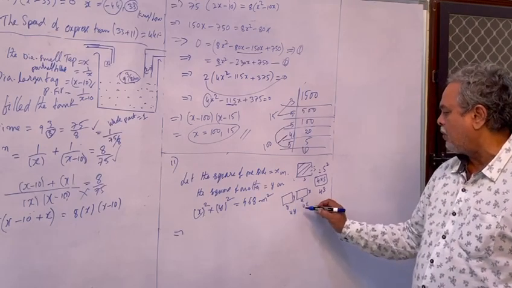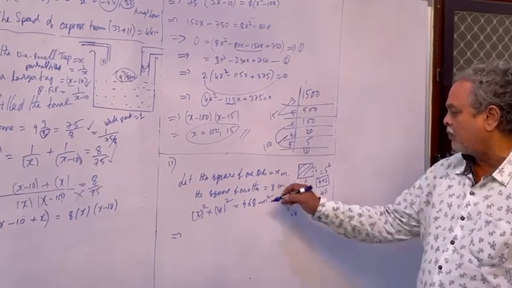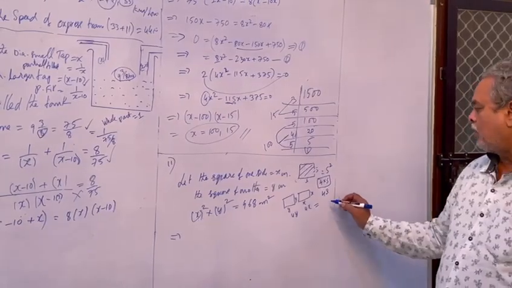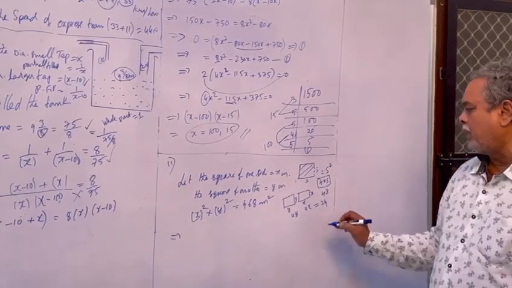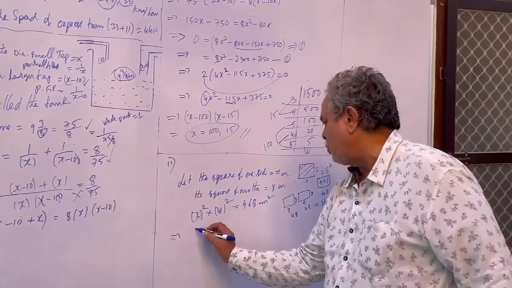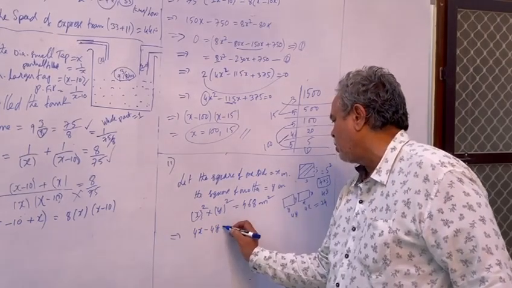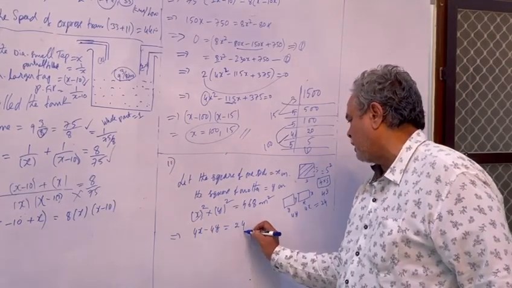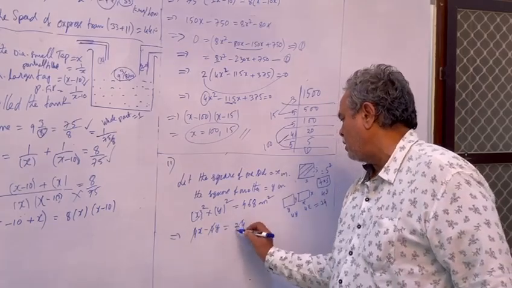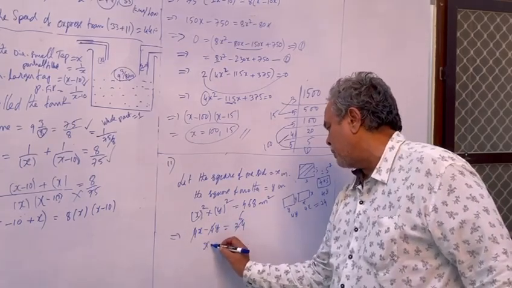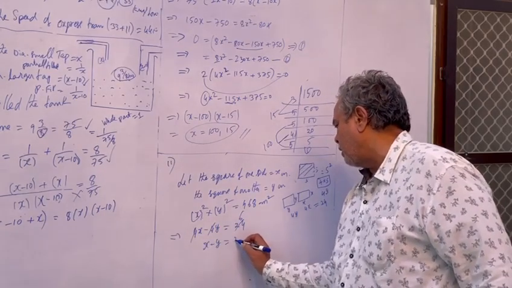The difference of two perimeters is equal to how much is given? 24 is given. That's why 4x minus 4y is equal to how much? 24 is given. Dividing by 4, that is x minus y is equal to 6.